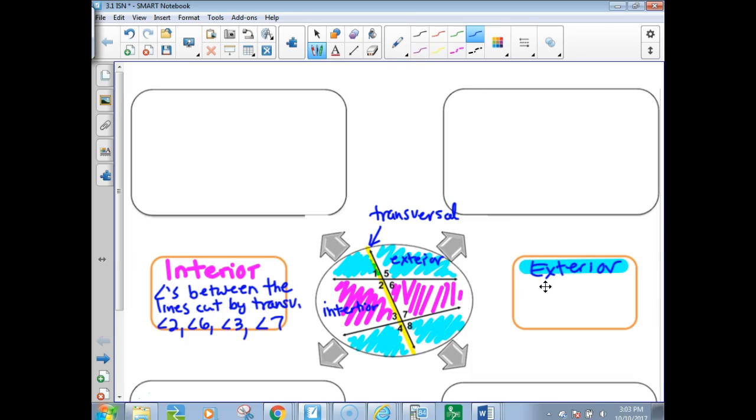Exterior angles are angles outside the lines that are cut by the transversal. I don't think I need to write that again, so let's just write the examples. Angle 1, angle 5, angle 4, and angle 8. Those are exterior angles. I guess we should have interior angles and exterior angles.